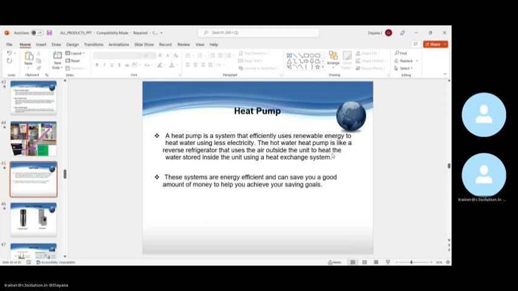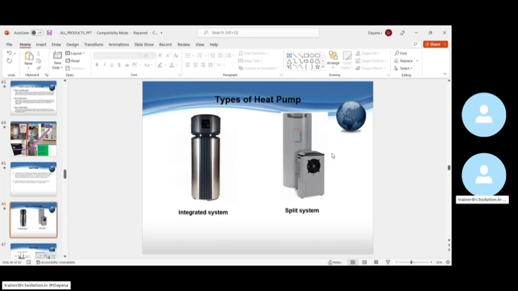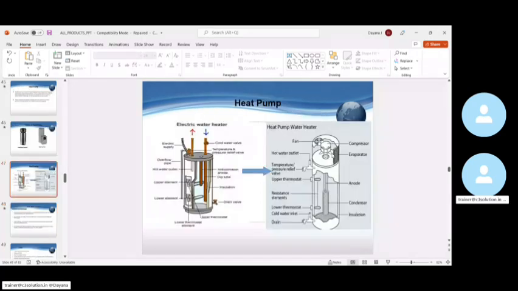This has already been explained: the integrated system and the split system. At the top there is a compressor, with the fan attached to the compressor itself. There is a hot water outlet here, and this is the tank. From this outlet, we can distribute the water to the other taps and all.